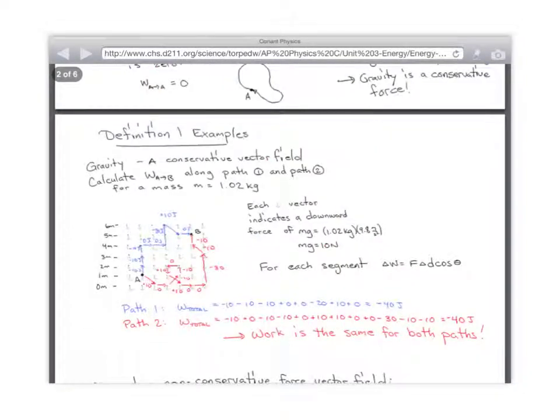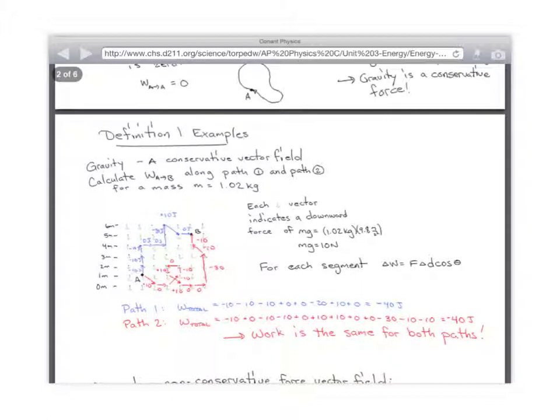So examples. We actually walked this out. 2 different paths: the blue path and the red path. And what do you find if you take both of those paths? They're equal. Yeah, they're both -40 joules worth of work due to gravity. All right. Why is it negative work to go up? Shouldn't that be positive work?